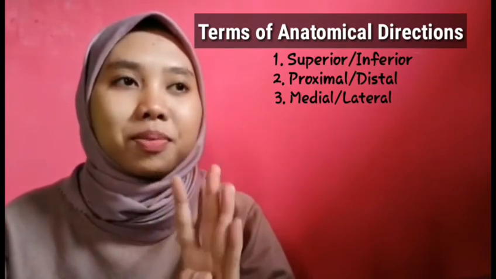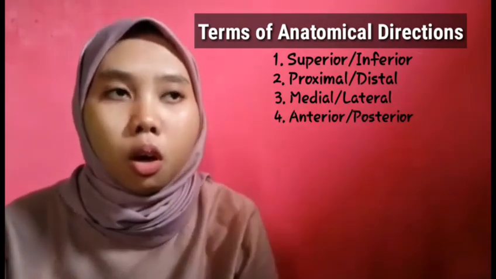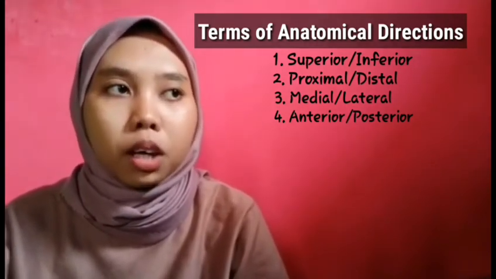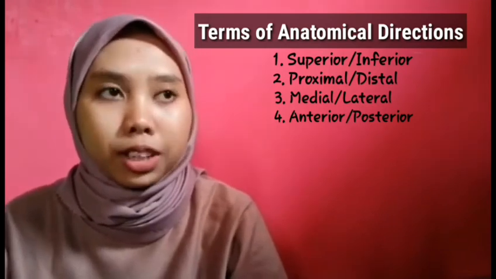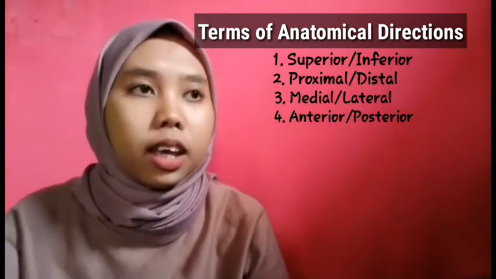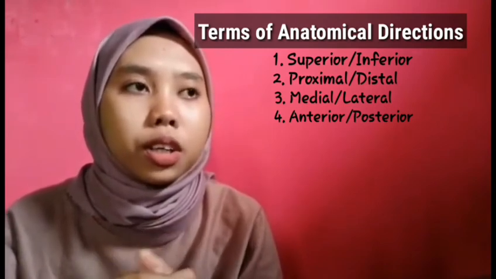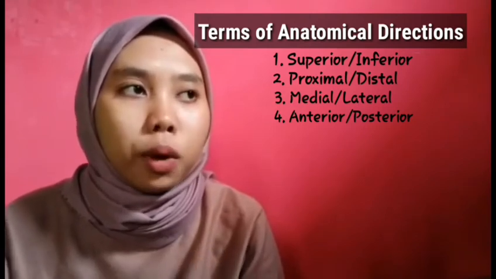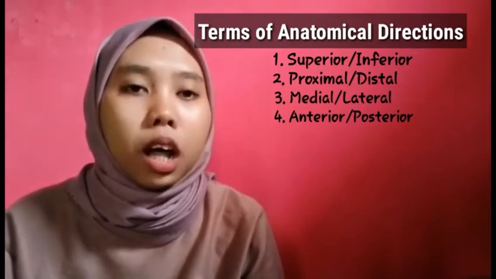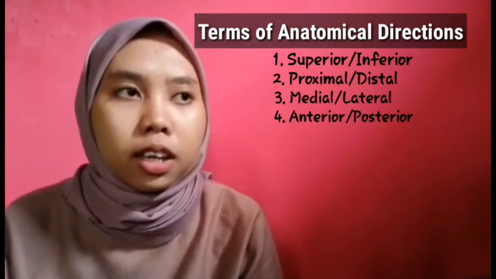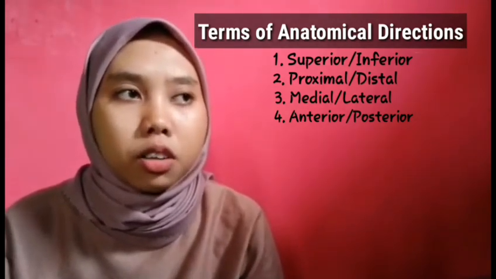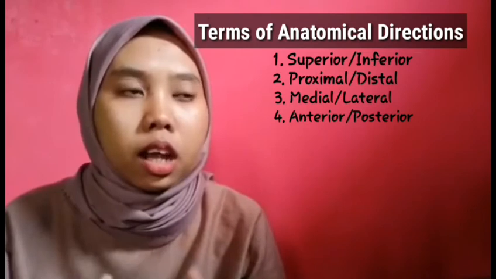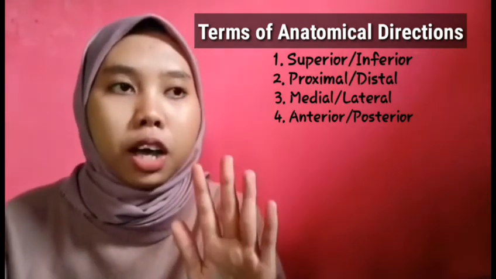Four, anterior or posterior, equivalent to the front and back of a body in anatomical position. A structure that is anterior to another is closer to the front of the body when the body is in anatomical position. A feature that is posterior to another is closer to the back of the body when the body is in anatomical position.